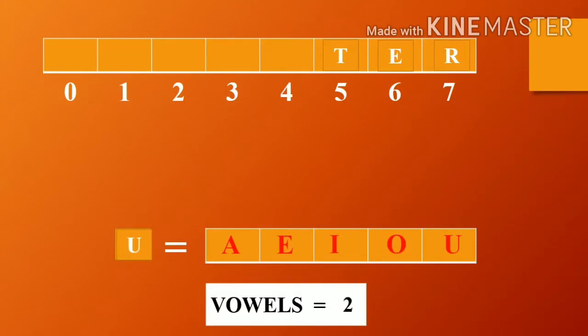Next character we have is T, in position 5. Now T is not equal to A, E, I, O and U. So the vowels will remain 2. Next character is E, in the 6th position. Now E is equal to A, E, I, O and U. Yes, it is a vowel. So here the vowels value will increase to 3. Last character is R, in position 7. Is R equal to A, E, I, O and U? No, this condition is false. So the value will remain 3 only.